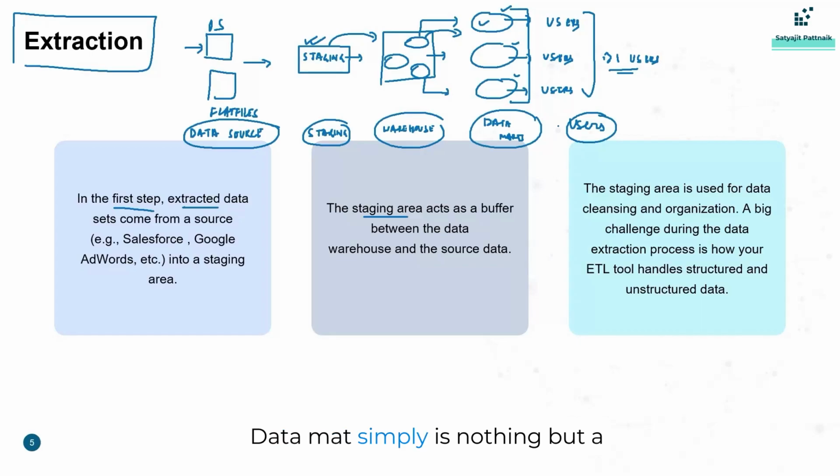A data mart is simply a subset of a data warehouse focused on a particular line of business, department, or subject area. The staging area is used for data cleansing and organization. This is the area where you do all the T part, the transformation part. Here you are extracting data, transforming it, and then loading it to a warehouse and data marts for further use. As simple as that, right?